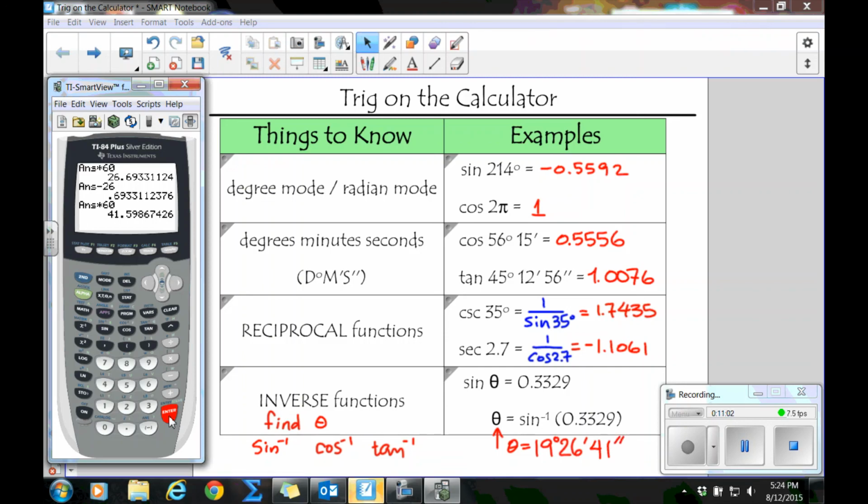Some schools would have you round up. Either way, that is pretty darn close because a second of a degree is extremely tiny. Now, next we'll do some examples where we are using the calculator.